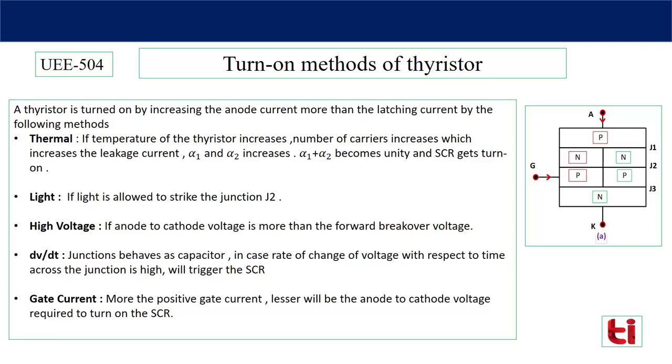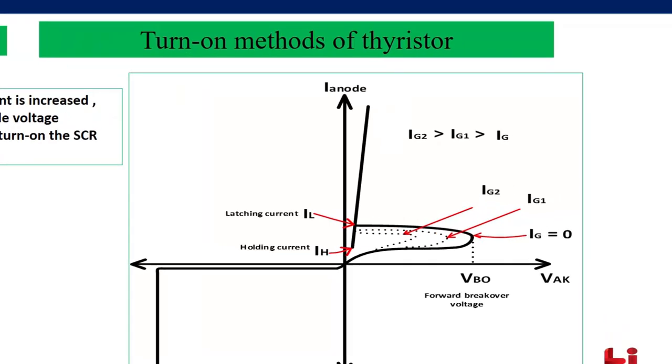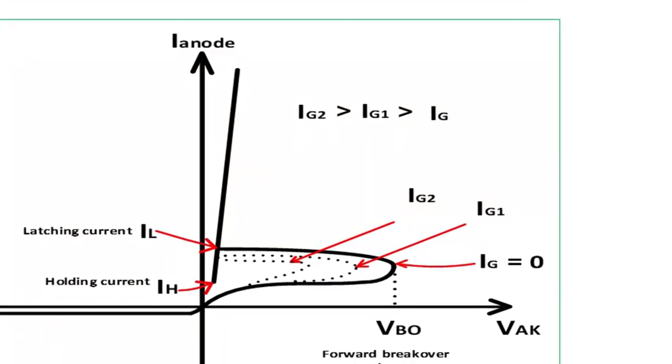Now let's verify this gate current method. In this diagram, we want to show that if the gate current is increased, then the anode to cathode voltage requirement to turn on the thyristor is reduced. Let's start with the gate current 0. On the extreme right hand side you can see Ig equal to 0. At this current, the anode to cathode voltage requirement is VBO, that is the forward breakover voltage, to turn on the thyristor. Now let's increase the gate current slowly.